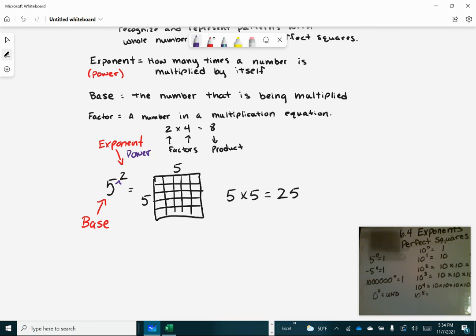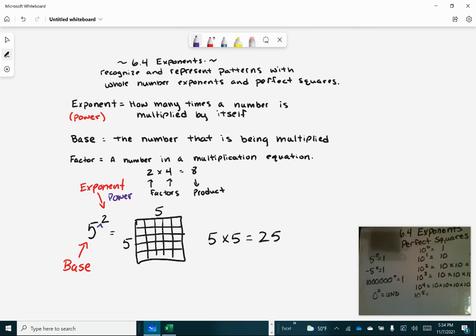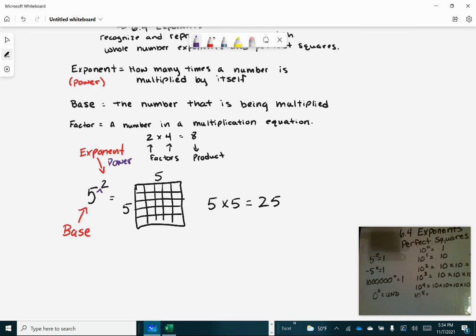You can also have negative exponents. We're going to save that for another time, but for right now, we are recognizing patterns and representing whole number exponents and perfect squares. So you should know your perfect squares. So go ahead, write a list of your perfect squares.